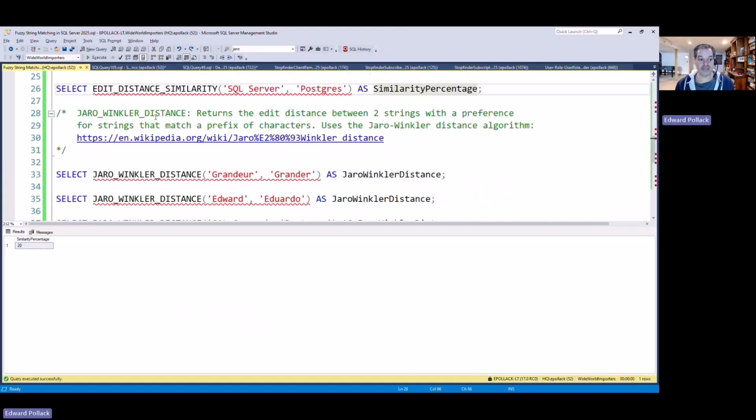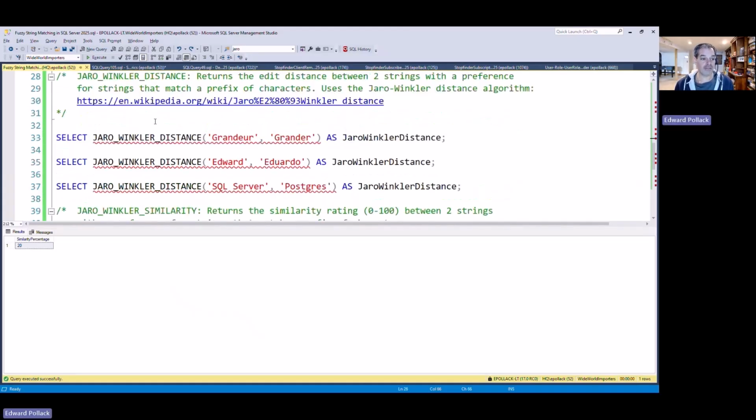Jaro-Winkler distance, same idea as before. The numbers come out the same way. The only difference is that if the first characters are the same, you get a better score. If there are more characters that are the same, that score gets even better. So for example, grandeur and grandeur are only 0.025 apart because the first 6 letters are the same. So they're very, very similar. Edward and Eduardo, pretty good score as well. Very low because, again, the first 2 letters are the same. SQL Server and Postgres, still very far apart because there are no matching characters in the beginning at all.